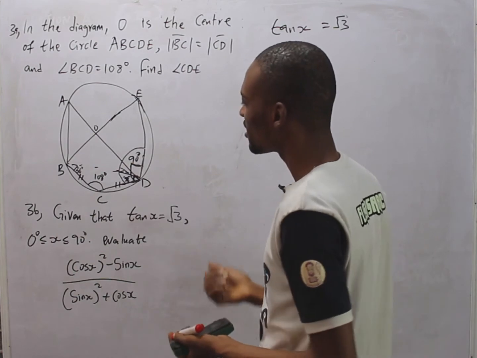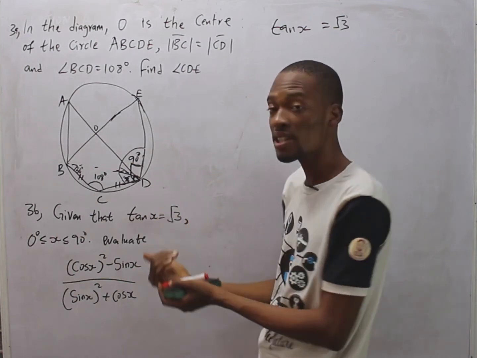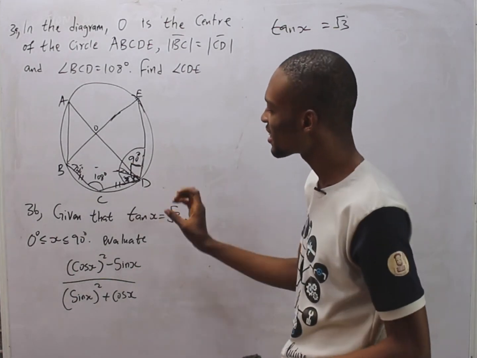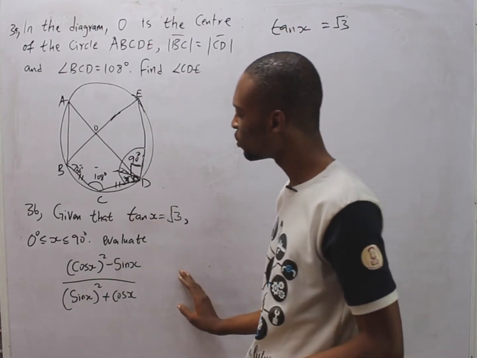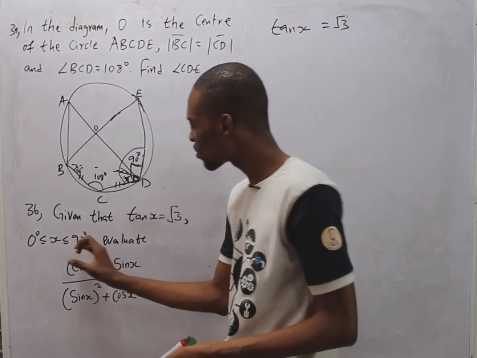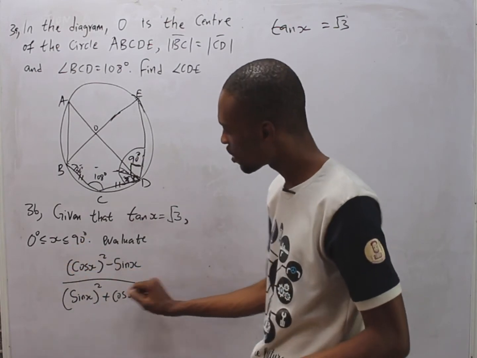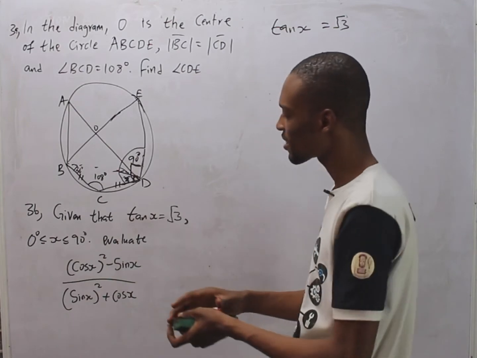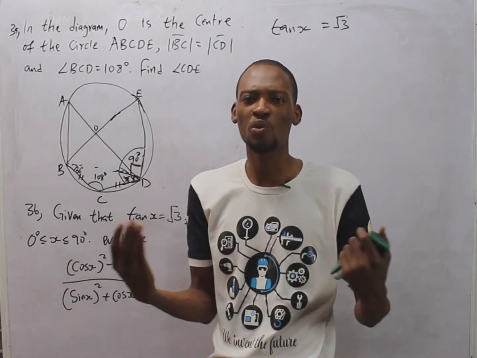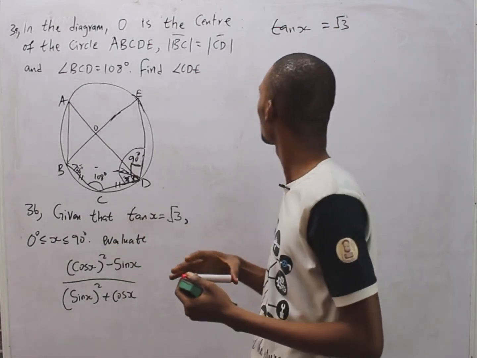Question 3b says, given that tan S is equal to square root of 3, for 0 less than or equal to S, and S is less than or equal to 90 degrees, we are asked to evaluate cos S squared minus sin S all over sin S squared plus cos S. How do you answer questions like this?